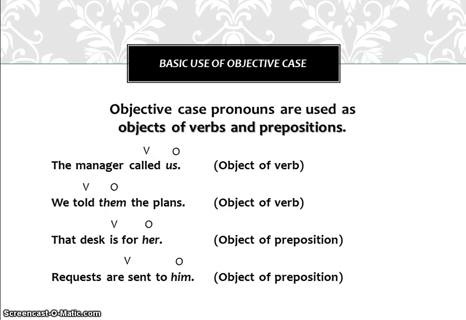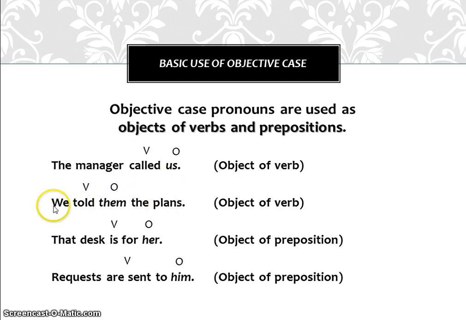Okay, objective case, they can be used as objects of verbs and prepositions. And we know what prepositions are, and we're going to study them a little bit more in a later chapter. Objective case are objects of verbs. So in this one, the manager called us. The manager is the subject of this sentence. The verb is called, and then us is the object of the verb. It's who's being called or who the action's being taken on was the object.